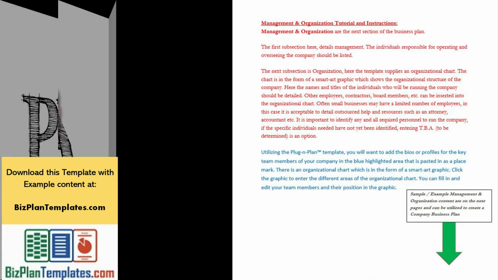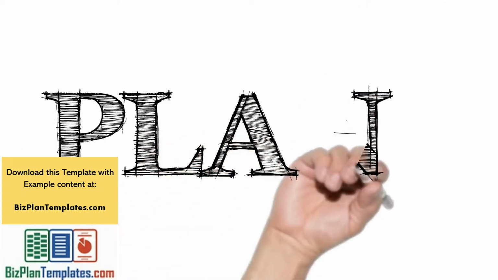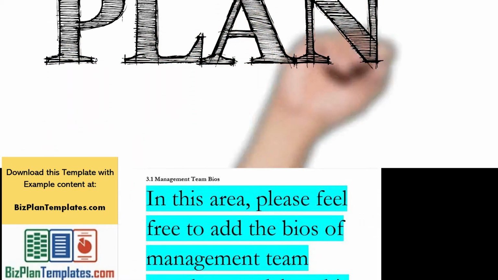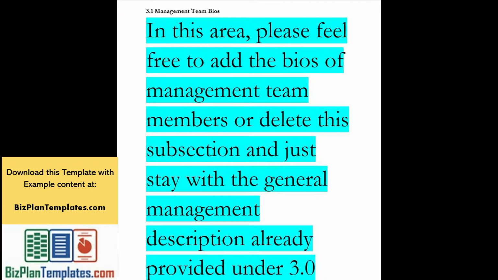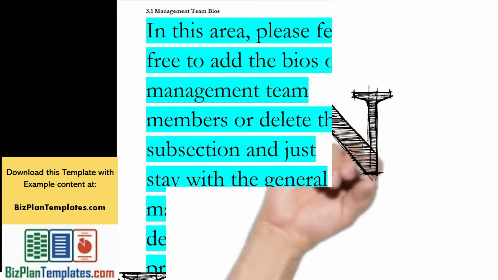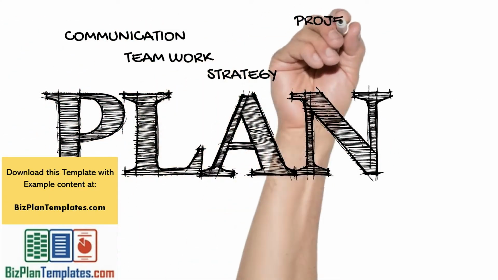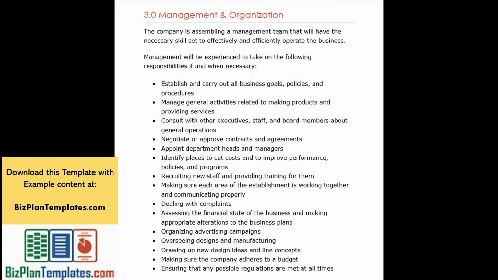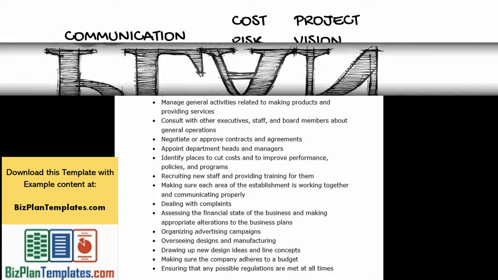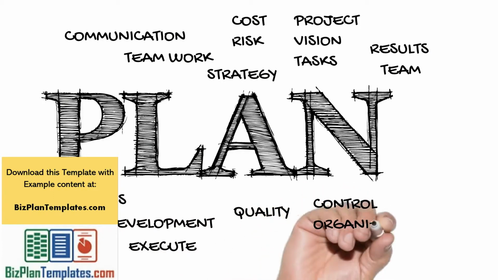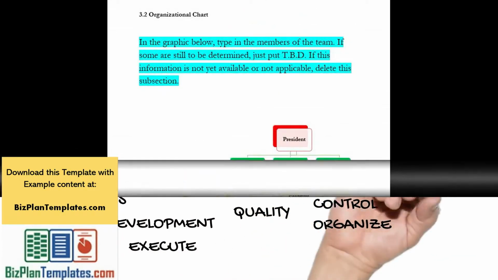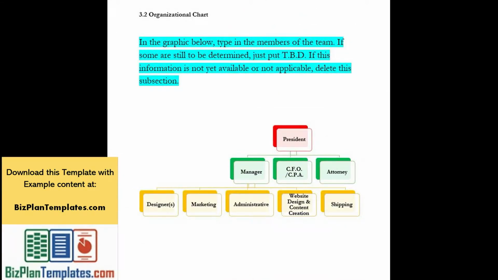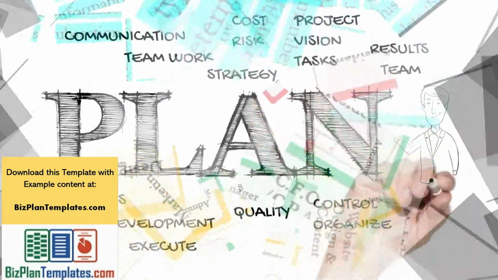Often, small businesses may have a limited number of employees. In this case, it is acceptable to detail outsourced help and resources such as an attorney, accountant, etc. It is important to identify any and all required personnel to run the company. If the specific individuals needed have not yet been identified, entering TBA, to be determined, is an option.